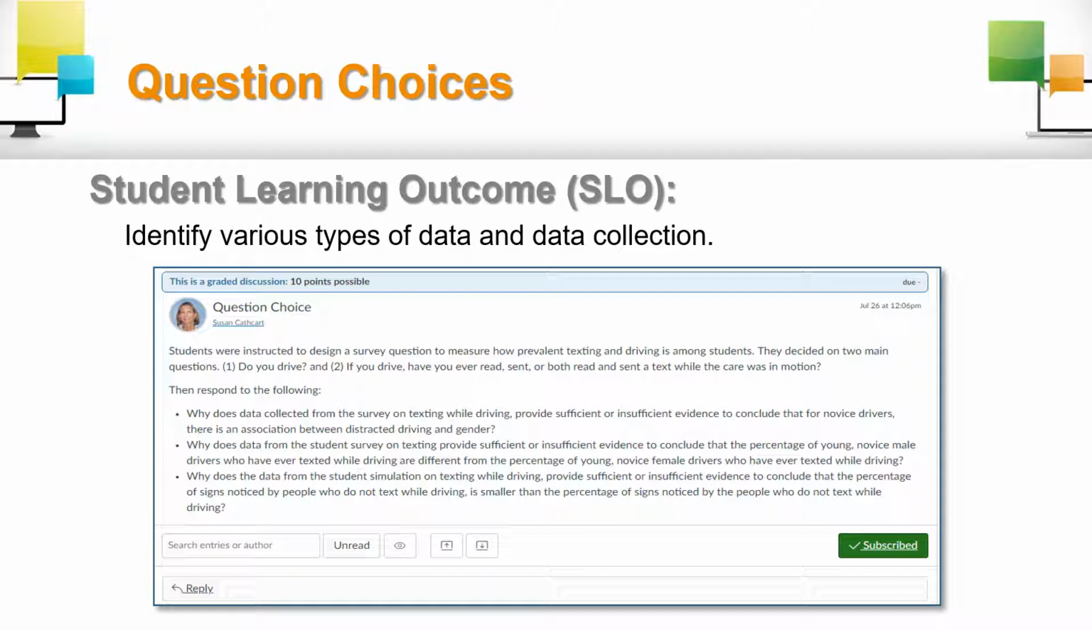Question choices give students an opportunity to answer the question they feel most comfortable with. The student learning outcome is: identify various types of data and data collection. One example of question choices using the SLO is shown.